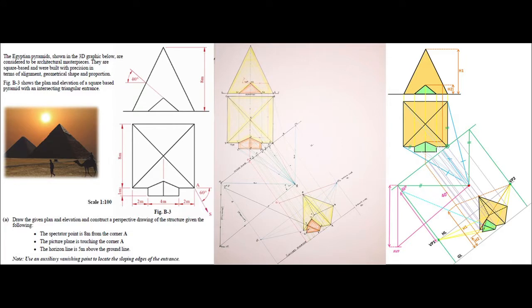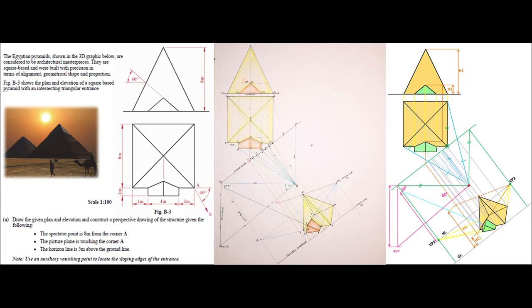The Egyptian pyramids shown in the 3D graphic below are considered to be architectural masterpieces. They are square based and were built with precision in terms of alignment, geometrical shape and proportion. The figure shows the plan and elevation of a square based pyramid with an intersecting triangular structure, the entrance. Now it says draw the given plan and elevation and construct a perspective drawing of the structure given the following.